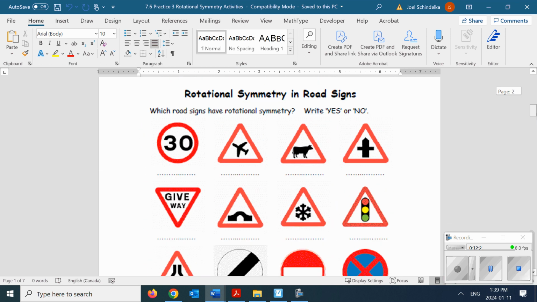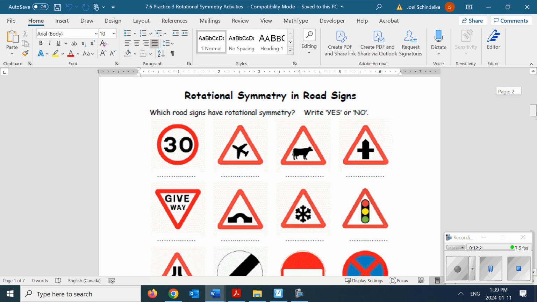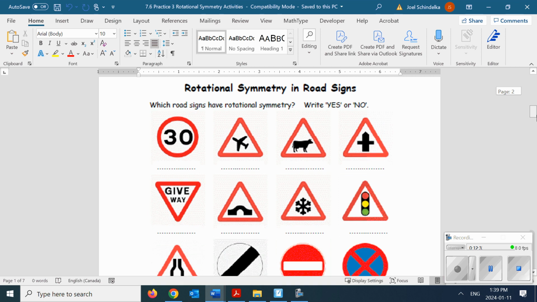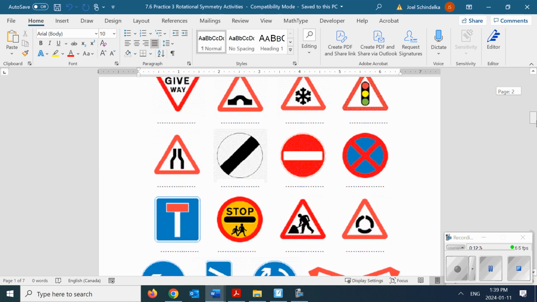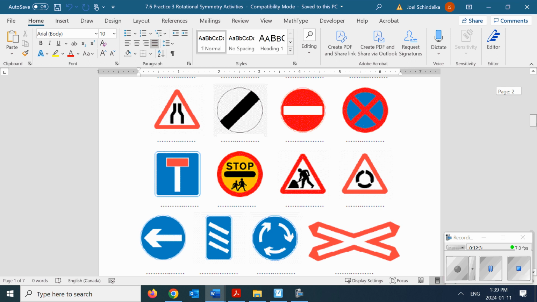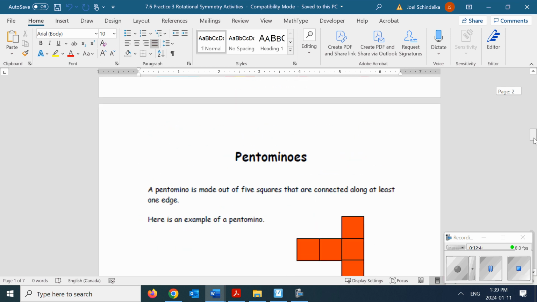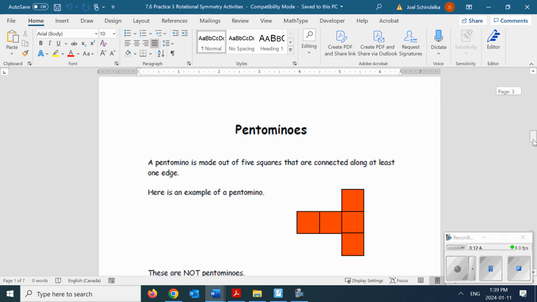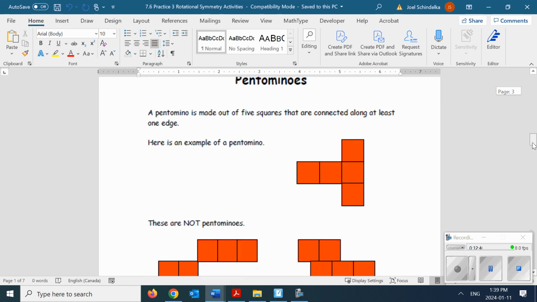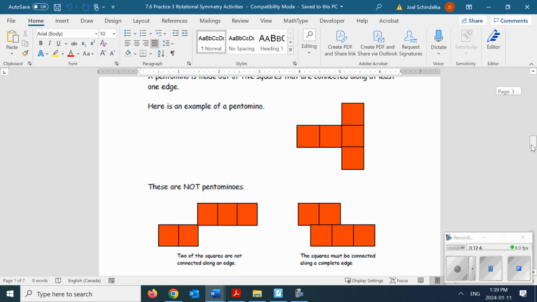But then take a look at these ones here. Road signs that have rotational symmetry. If these didn't have pictures, they definitely have rotational symmetry, but you have to look for a symmetrical picture within that too. Some of them do, some of them don't. Then you get to this pentomino. A pentomino is 5 squares connected, but they have to be touching along at least one complete edge. You see why those aren't pentominos?